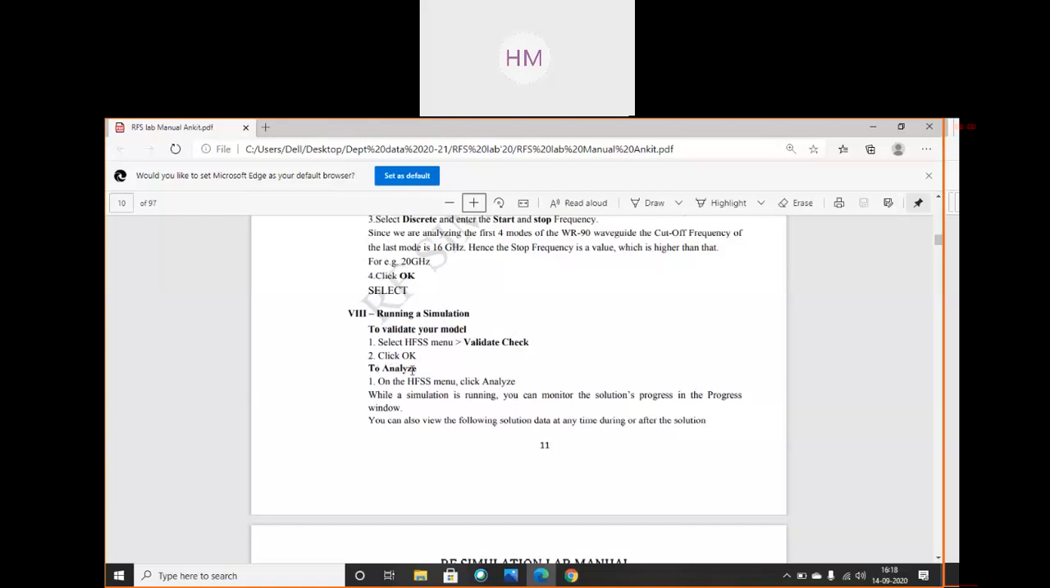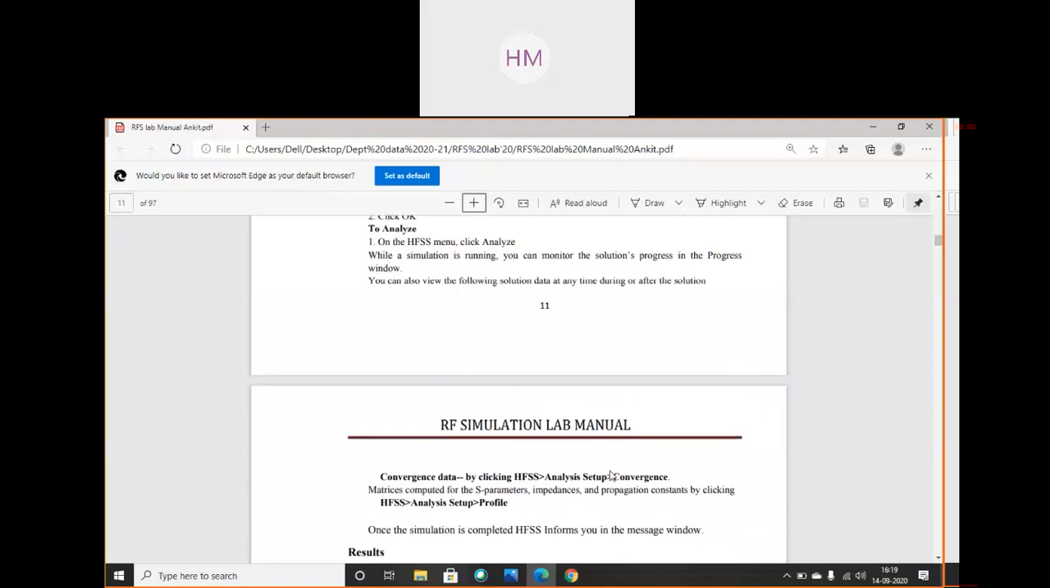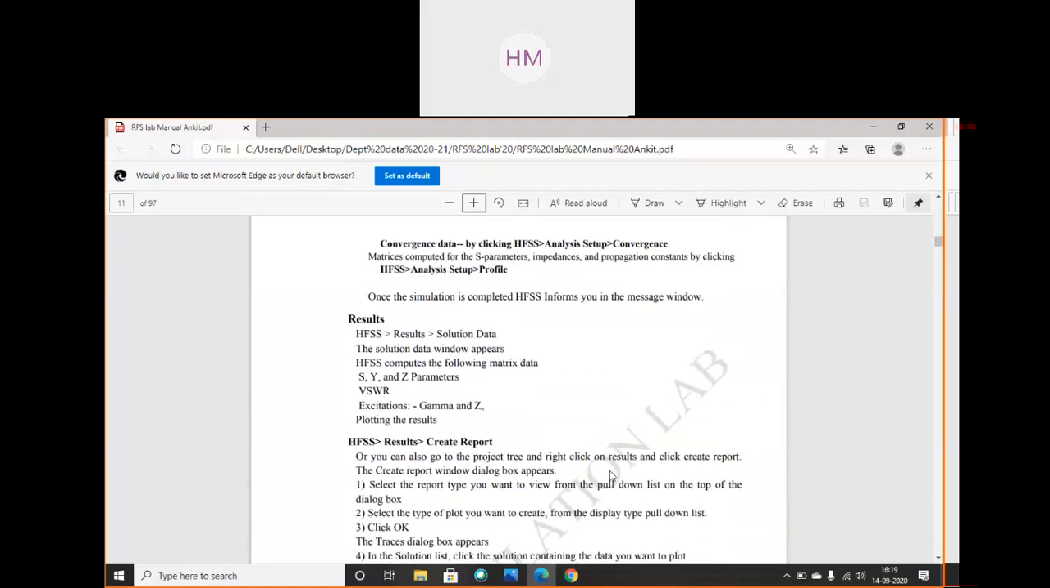Click OK to analyze. On the HFSS menu, click Analyze. When a simulation is running, you can monitor the solution's progress in the progress window. There is one window in the downside. That window will show you the progress result. Once the simulation is completed, HFSS informs you in the message window. HFSS result solution data. These are the results.